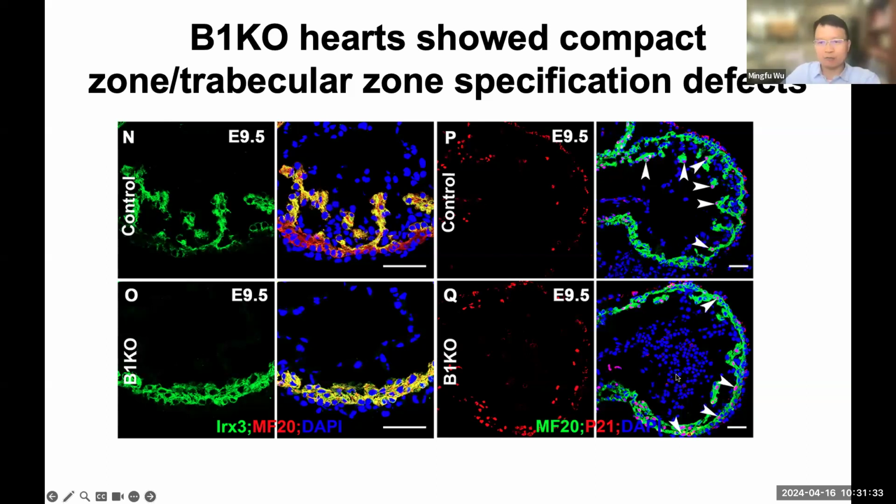And then we also stained P21. P21 is a marker for non-dividing cells, a cell cycle inhibitor. We can see it is expressed in the trabecular cardiomyocytes in the control. However, in the knockout, you can see it is also expressed in the compact cardiomyocytes. So this indicates that trabecular cardiomyocyte proliferation was reduced, and it also indicates a relatively more mature state than the control cardiomyocytes in the compact zone.